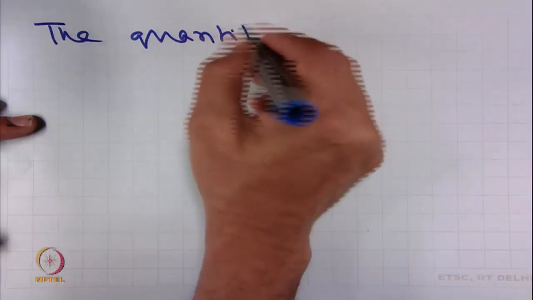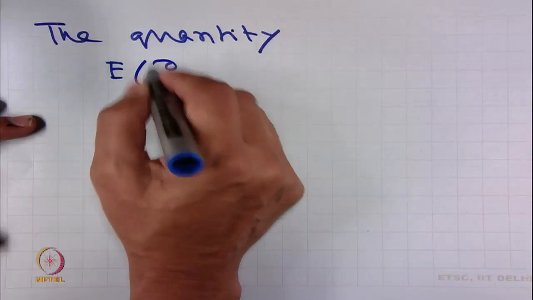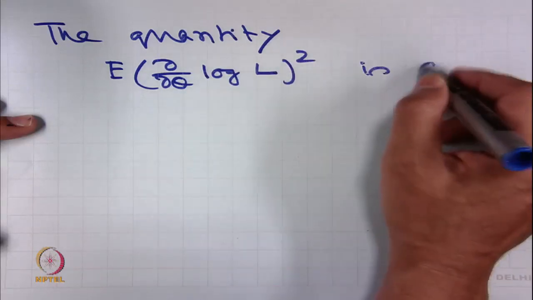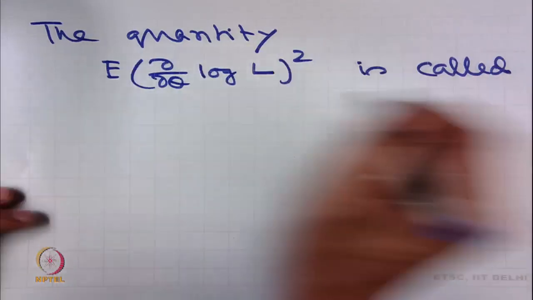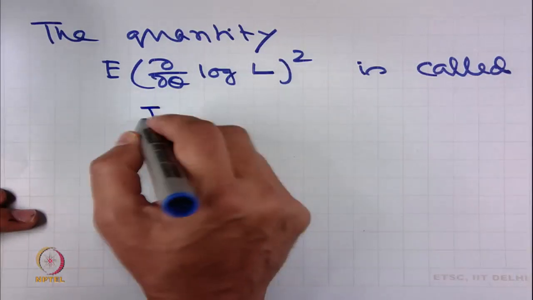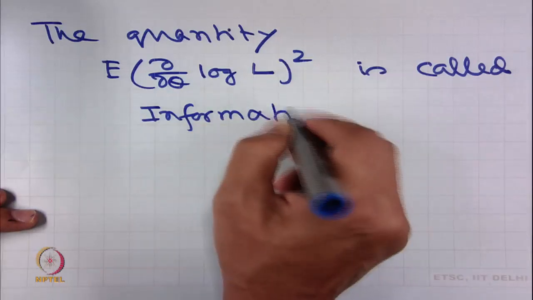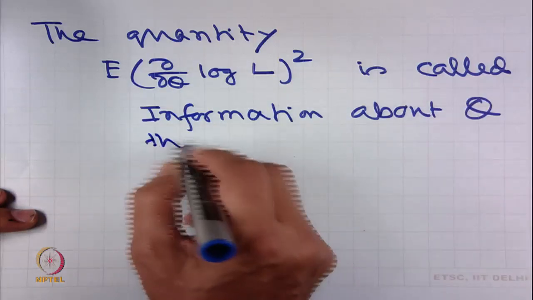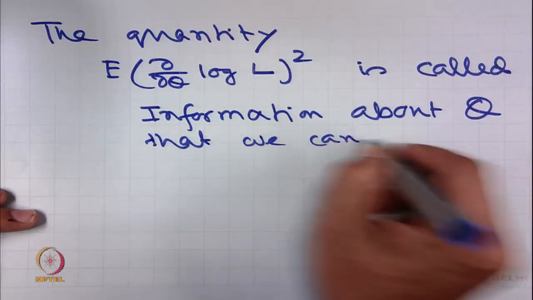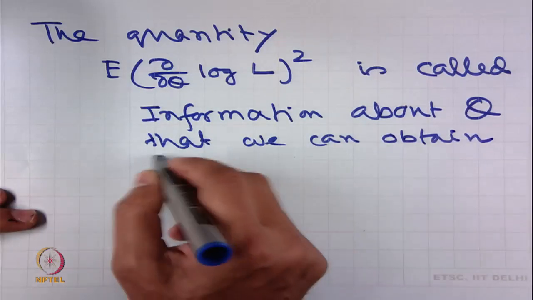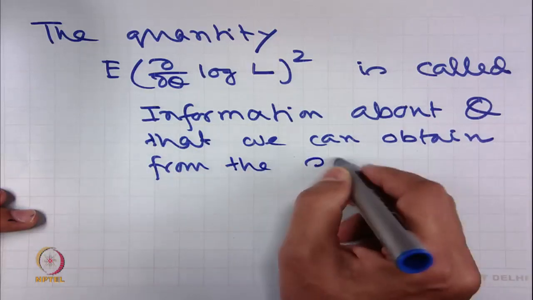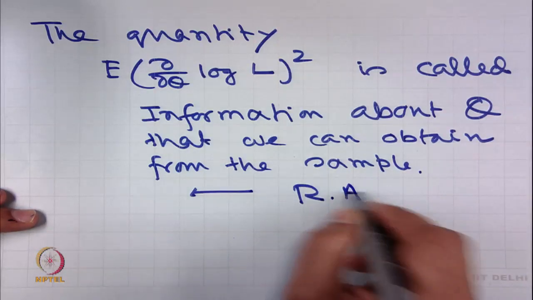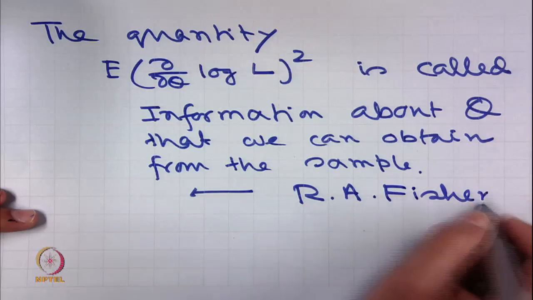The quantity expected value of del theta of log L whole square is called the information about theta that we can obtain from the sample, and this name was given by R. A. Fisher.